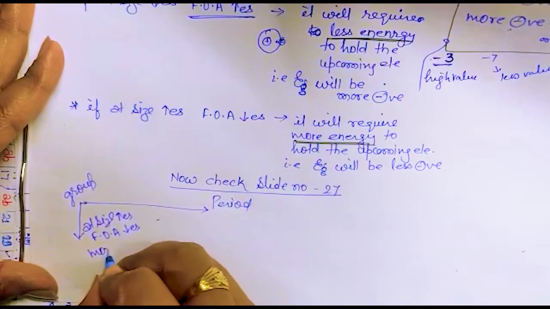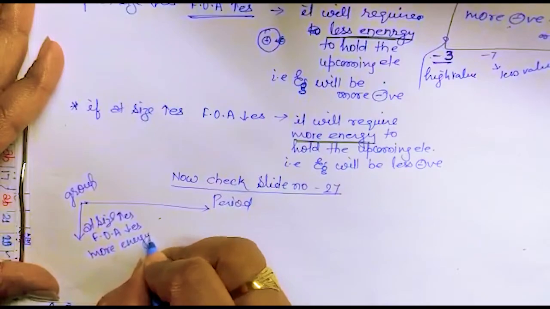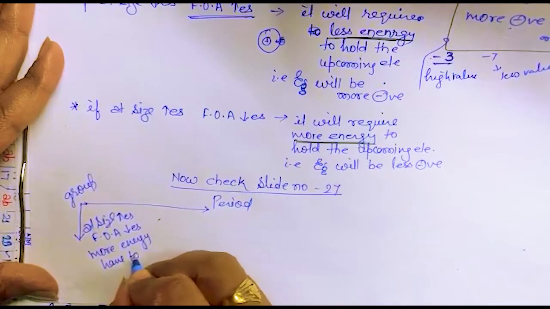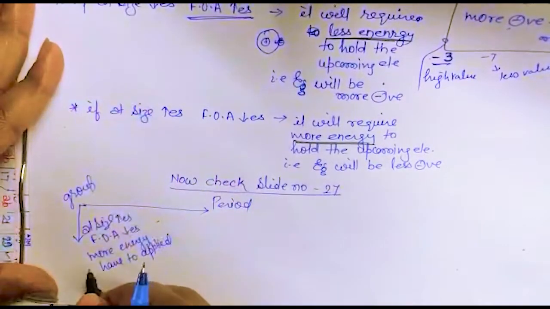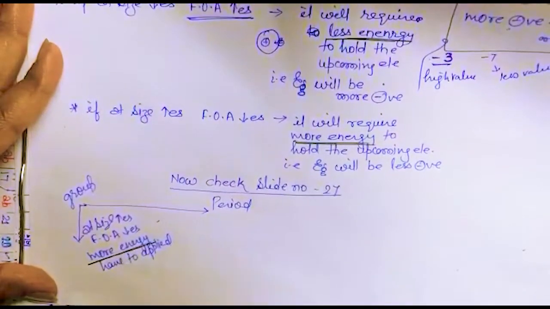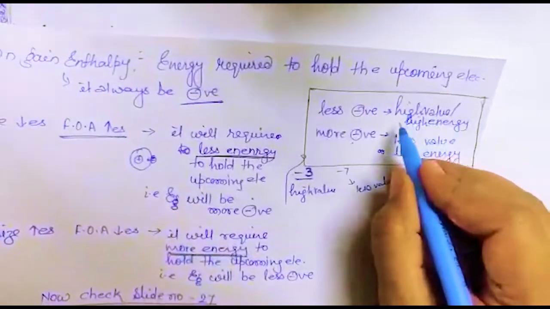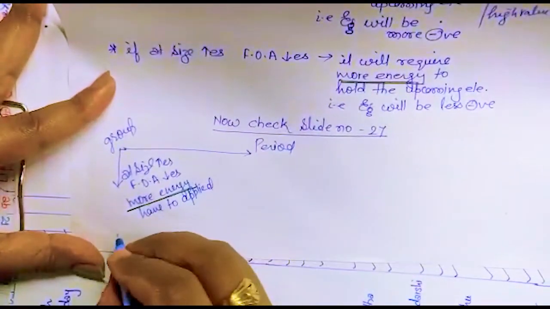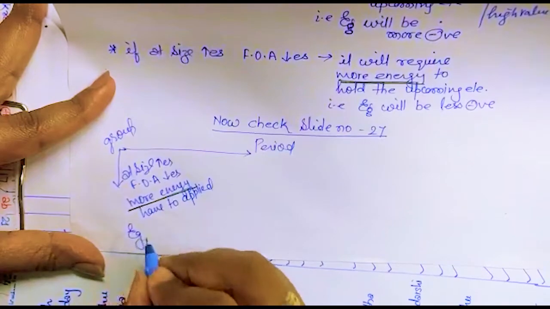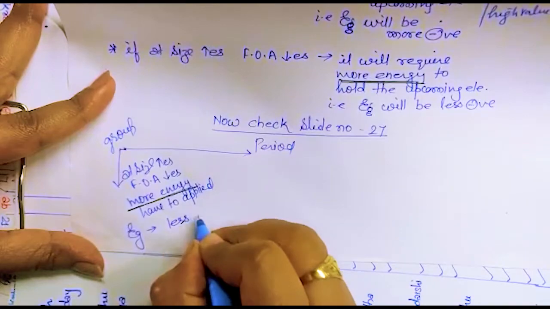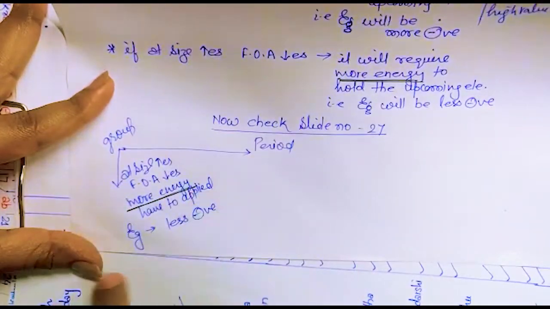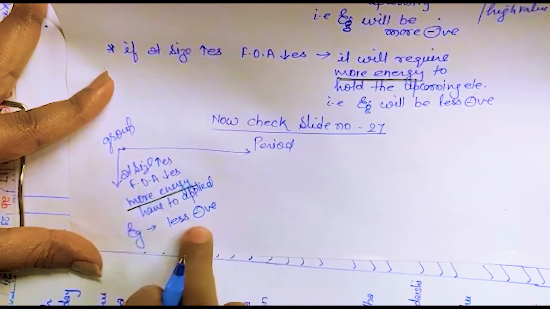So more energy has to be applied, isn't it? If I am saying more energy, what will be the value? More energy, just check, this is less negative. That means in the group, when we move, the electron gain enthalpy becomes less negative. Is it clear? समझ में आ गई बात?